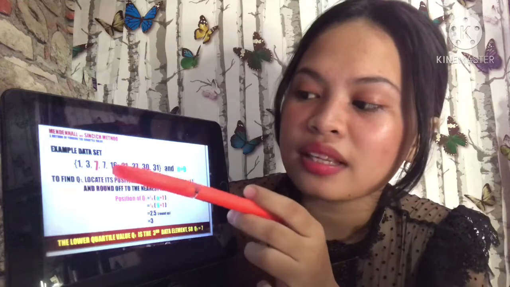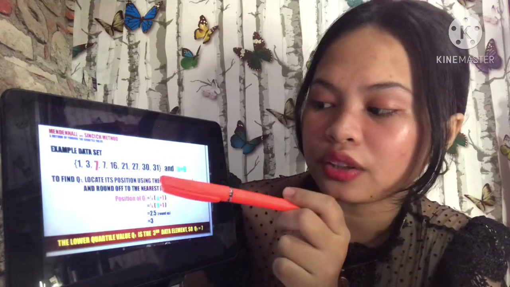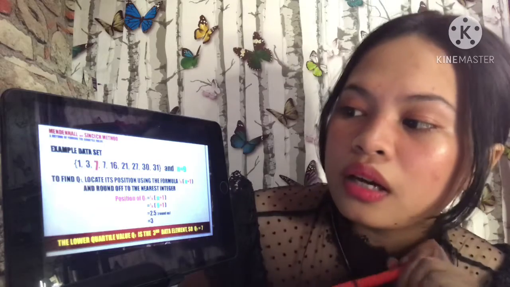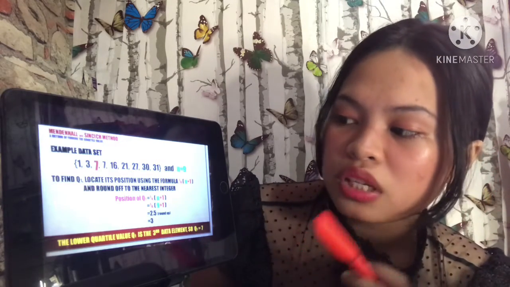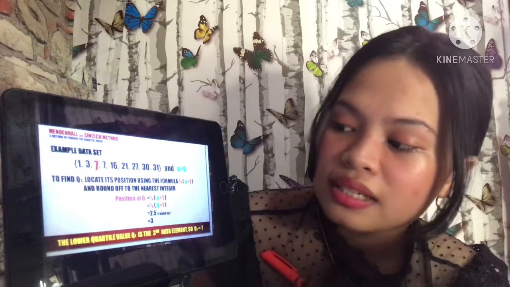Then, here is an example data set: 1, 3, 7, 7, 16, 21, 27, 30, 31. To find quartile 1, locate its position using the formula 1/4 of (n + 1), and round up to the nearest integer.